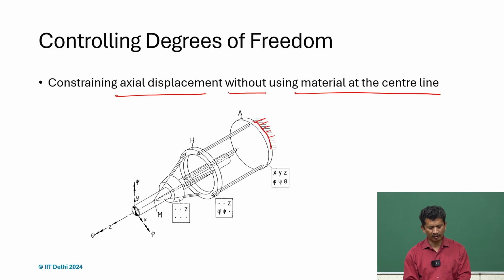So, the base, you have all the 6 constraints here. Because these are rigidly fixed to the machine frame or to any base, we can constrain it. Go to the, so it's A.